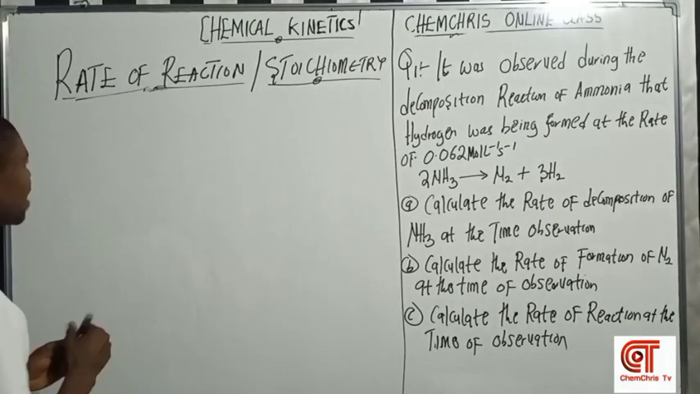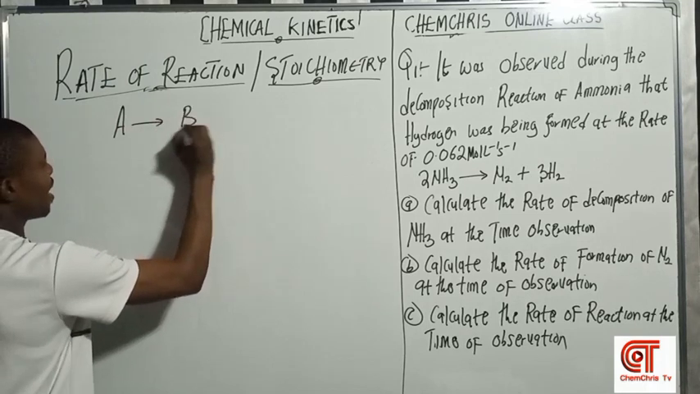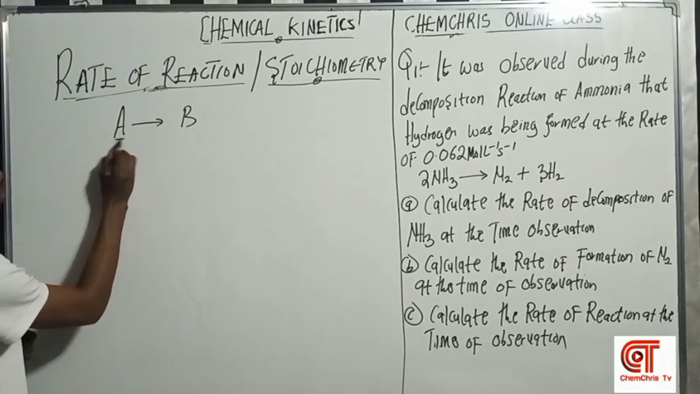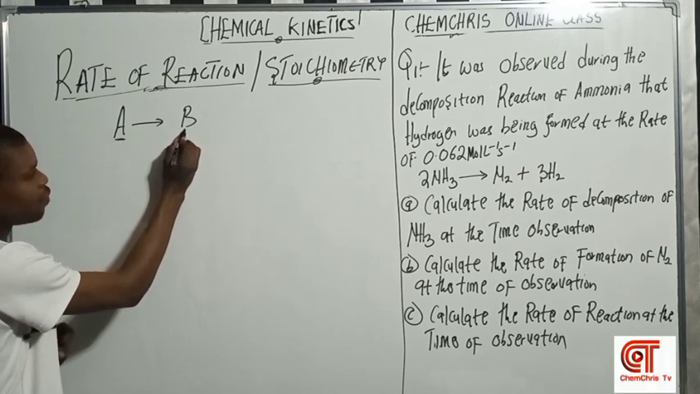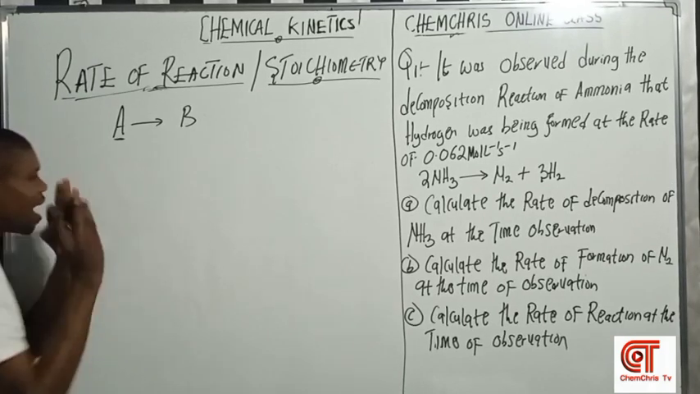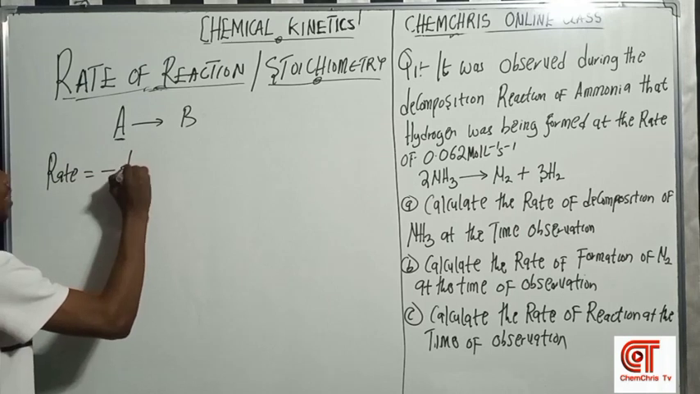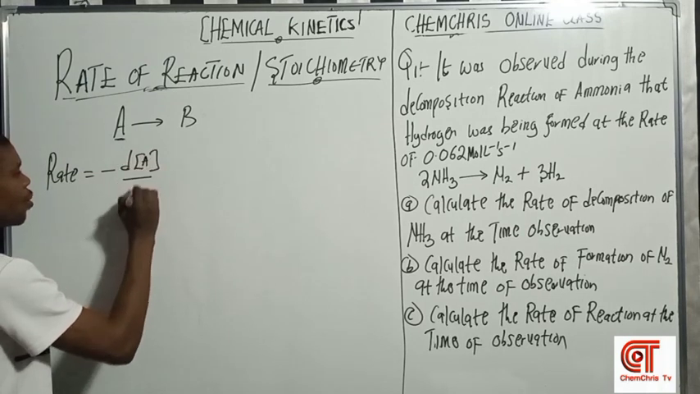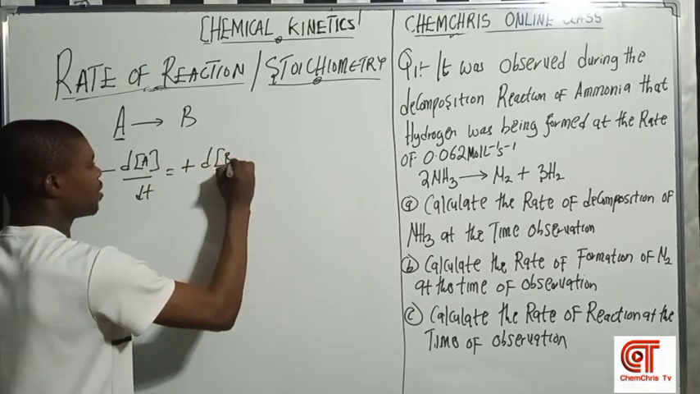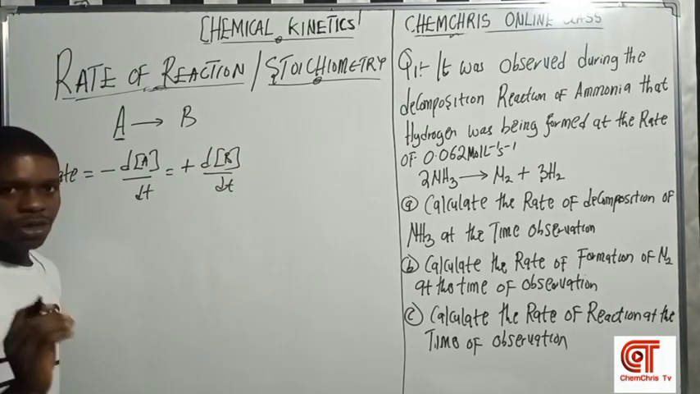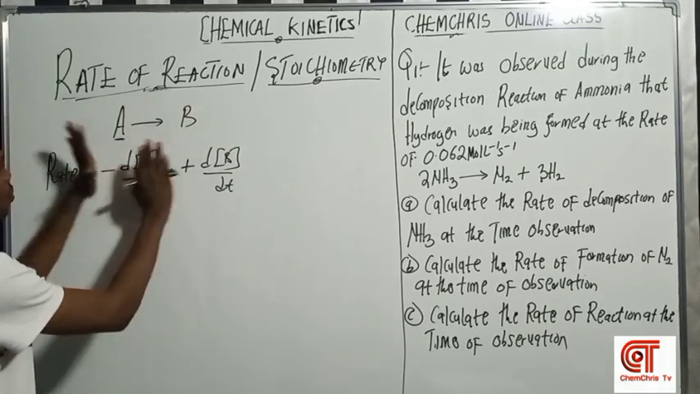So remember, I said that the rate of a reaction, when an atom like this A is moving toward B, the rate of disappearance of A, which is the reactant, is also the rate of appearance of B, which is the product, right? From the rates here we have minus change in concentration of A over change in time equals plus change in concentration of B over change in time, right? Now for the first one we did, this is just a normal reaction.